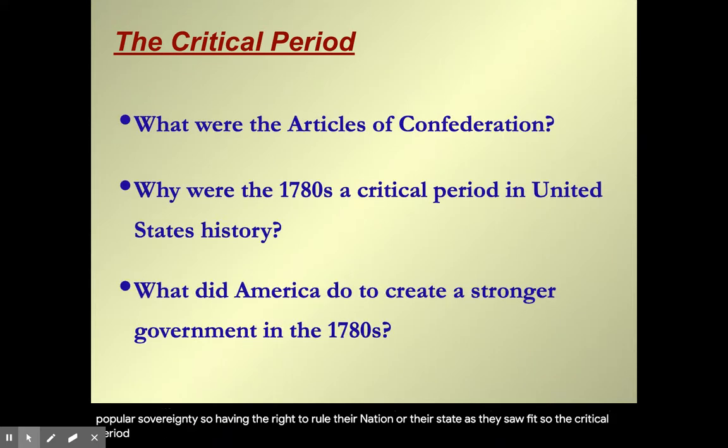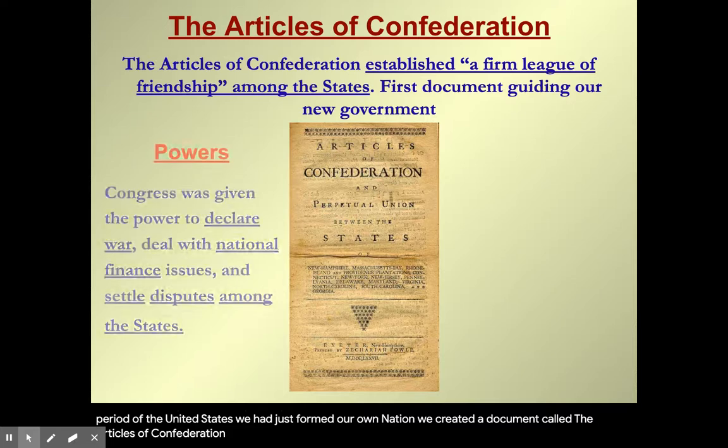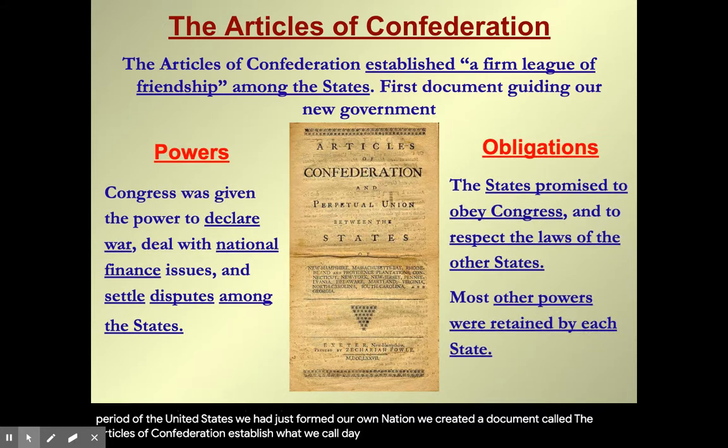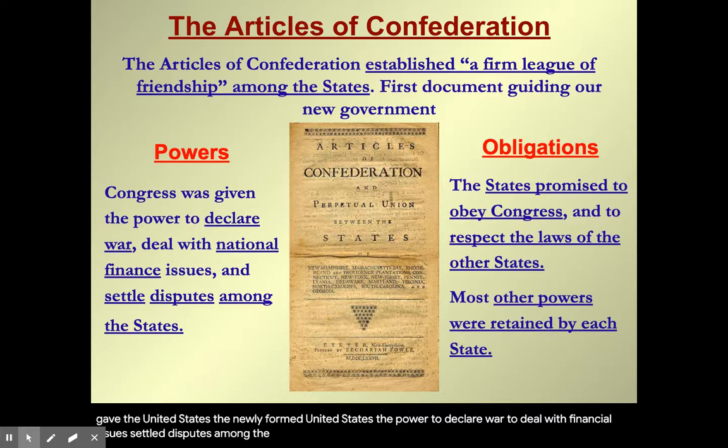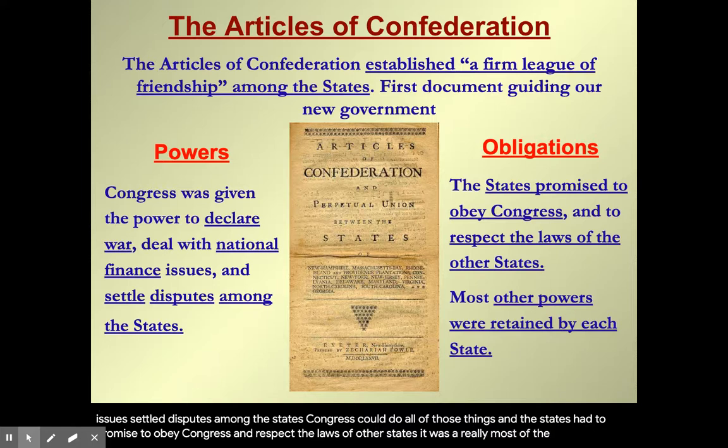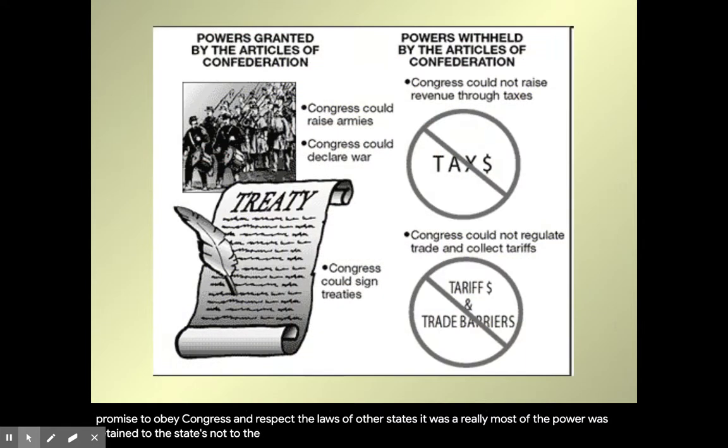So the critical period of the United States, we had just formed our own nation. We created a document called the Articles of Confederation. This established what we called a firm league of friendship among the states. This gave the newly formed United States the power to declare war, to deal with financial issues, and settle disputes among the states. Congress could do all of those things. And the states had to promise to obey Congress and respect the laws of other states. Most of the power was retained by the states, not the national government.